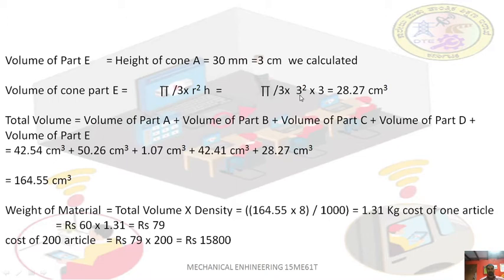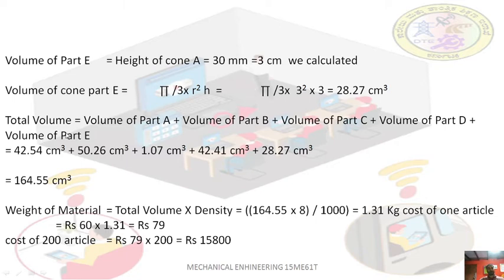So pi by 3, 3 square into 3, where 3 is the height we got by calculation. This is the radius, that is half of the diameter. Diameter is 6, so radius will become 3. So pi r square, so 3 square into h divided by 3, or pi by 3 r square into h, both will give the same answer. So now we got the volume of all the components.